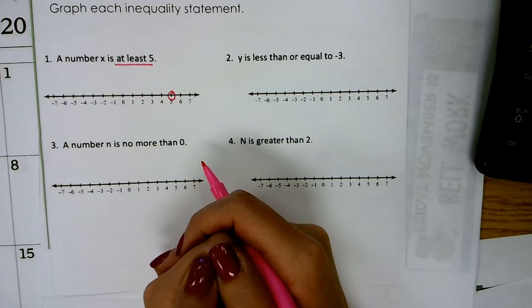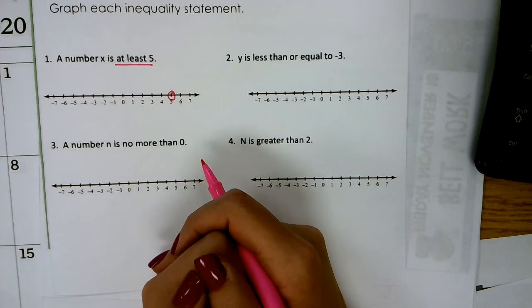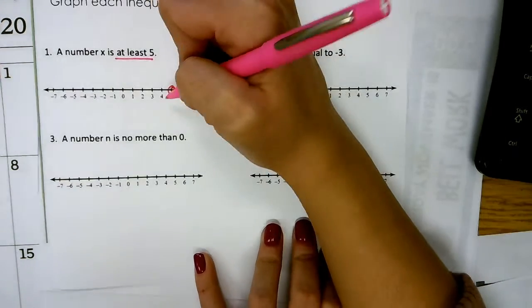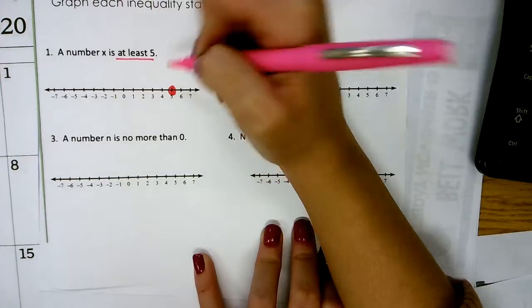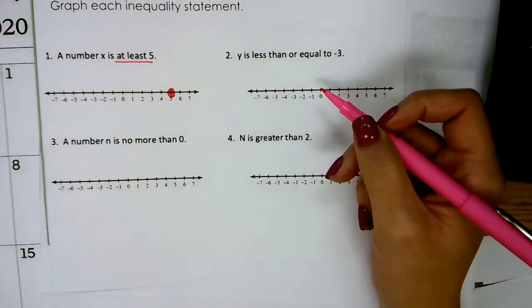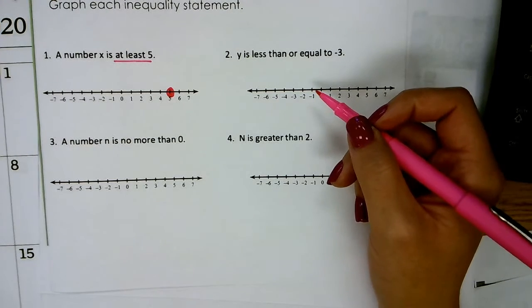So, if it is at least 5, that means 5 is the smallest it can be, which means we should probably fill in the circle because it's at least 5. It can be 5. And then we have to check our numbers to see which direction we should shade.